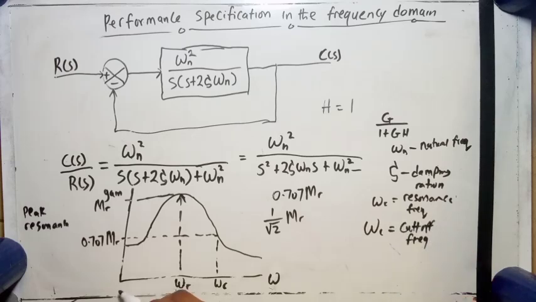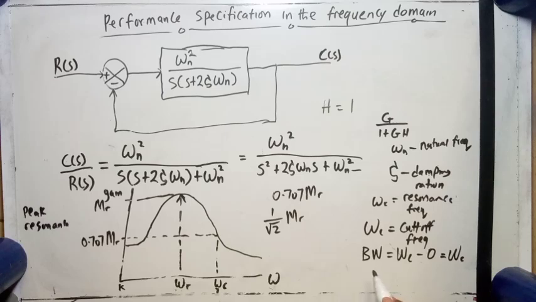And the distance from the origin to the cutoff frequency, or the difference between the two of them, we call it the bandwidth. So bandwidth is wc minus 0. And this can also be wc, so our 0 will go out.